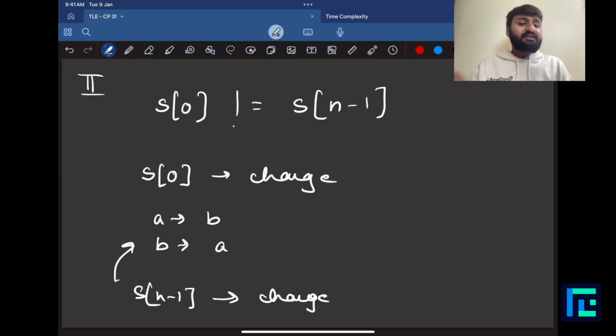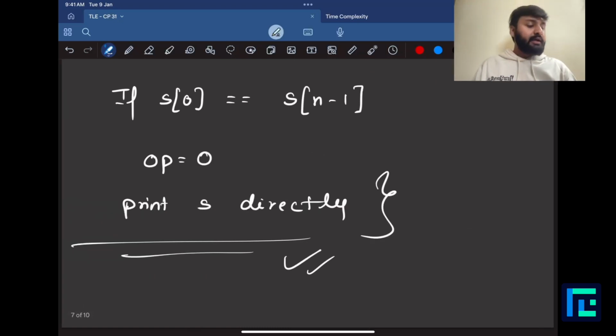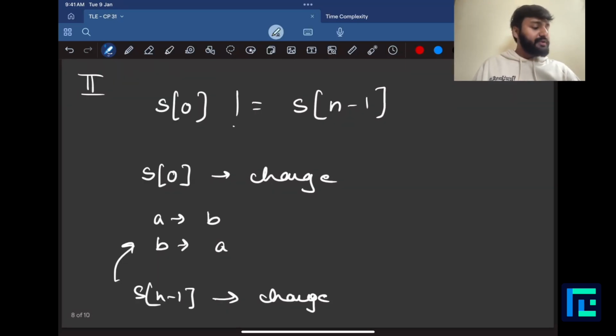And then we keep the rest of the string the same, because if S of 0 changes its nature, it will automatically match S of n minus 1. If S of n minus 1 undergoes the change, then it will automatically match S of 0. So one way or the other, the last and first letters will automatically match, which would again make me fall in the first case paradigm. How many operations would I do to do that? Of course, only 1.